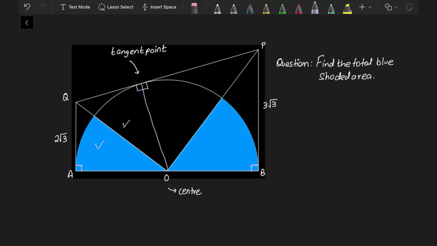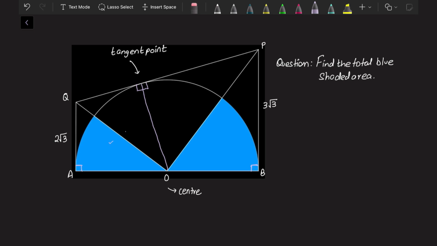Now look carefully at these two triangles. What can you observe? You can simply see that these two triangles are congruent to each other because they have a right angle equal, they have this hypotenuse equal, and what about the sides? This is also the radius and this is also the radius. In a similar way, these two triangles are congruent to each other. Again, they both have a right angle, they both share the common hypotenuse, and they again have the sides equal, and that is the radius. Okay.